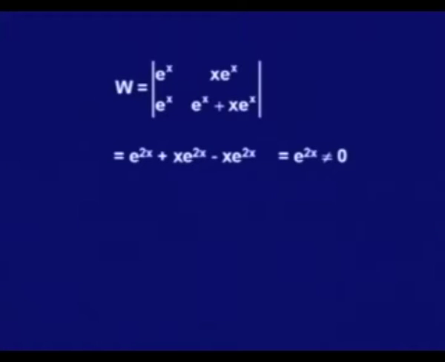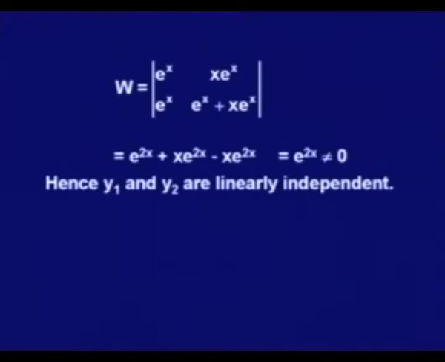This says that the two solutions e to the power x and x times e to the power x are linearly independent. We had already checked it using the method of constant proportion. If I take the ratio of e to the power x and x times e to the power x, that comes out to be 1 by x, which is not a constant.